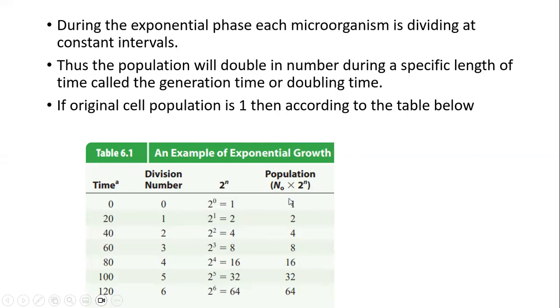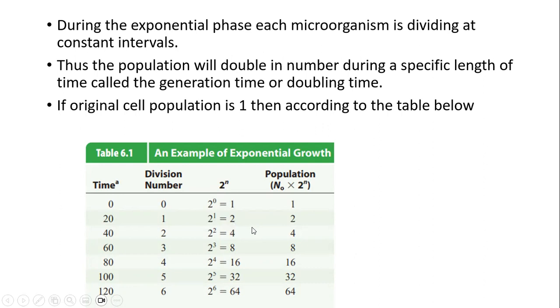And the population will be as the original population, which can be represented by the expression 2 to the power 0, since the cell division number is 0. So n represents the number of divisions. So this value will come out to 1. At the end of one cell division, which is generally 20 minutes in case of bacteria like E. coli, the cell will divide once. So the cell population at that time can be calculated by the formula 2 to the power 1, which comes out to 2.